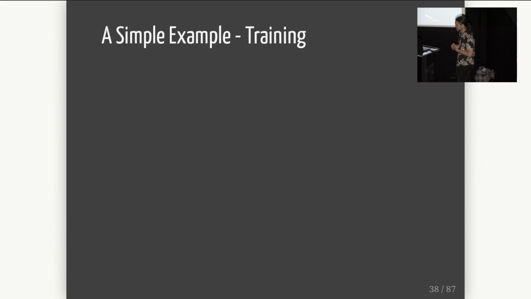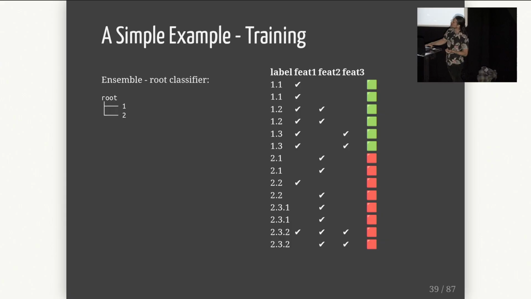And so here, let's go through an example of how we train this. This is just a super small toy example, so you can visualize the whole process. Here's a data set on the right and the root of a tree on the left. And the classes are on the left of the table. You can see they all start with a 1 or a 2, and I've encoded that with red and green.